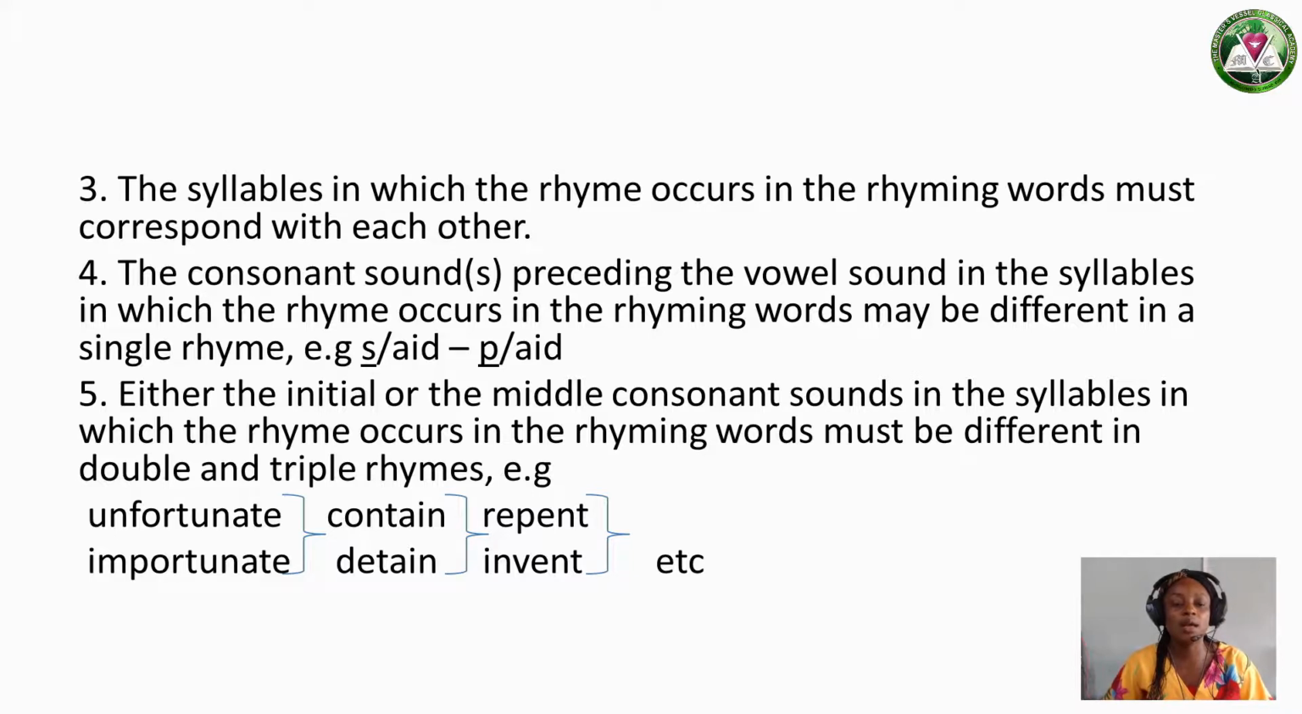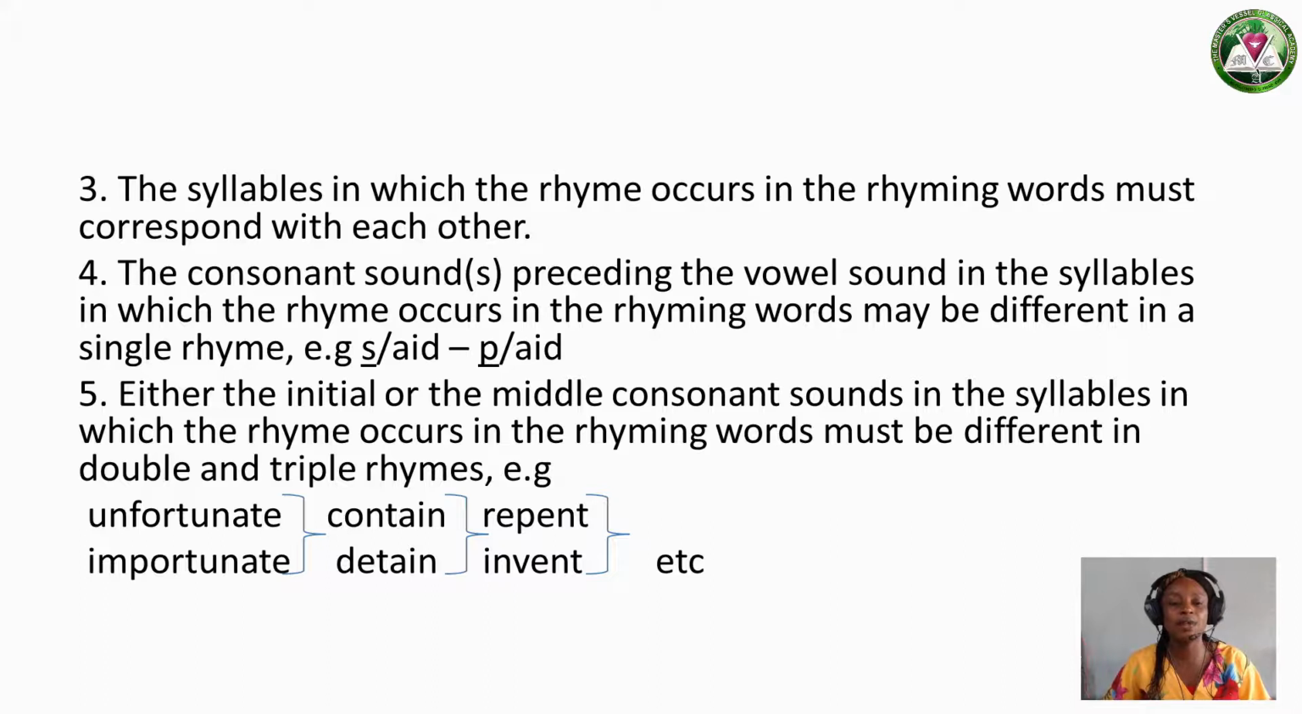Then number four, the consonant sound or sounds preceding the vowel sound in the syllables in which the rhyme occurs in the rhyming words may be different in a single rhyme. For example, we have said and paid. You can see that we are having something different in the letters. For example, said is S-A-I-D, while paid is P-A-I-D. So don't say that because S does not rhyme with P, the answer is not correct. No. We have aid and aid rhyming in both words.